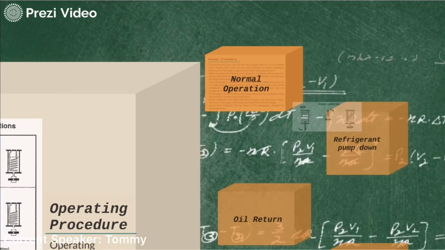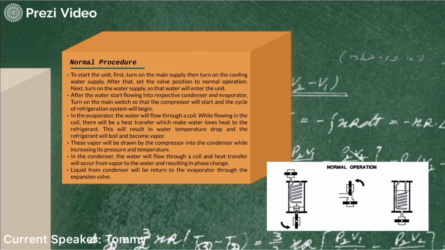In the normal operation procedure, to start the unit, first we need to turn on the main supply and then turn on the cooling water supply. After that, we set the valve position to normal operation as seen in the picture before. By setting up the valves as instructed, it will allow vapor from the evaporator to be drawn by the compressor into the condenser, and it will also allow the condenser to return the condensed liquid back to the evaporator.